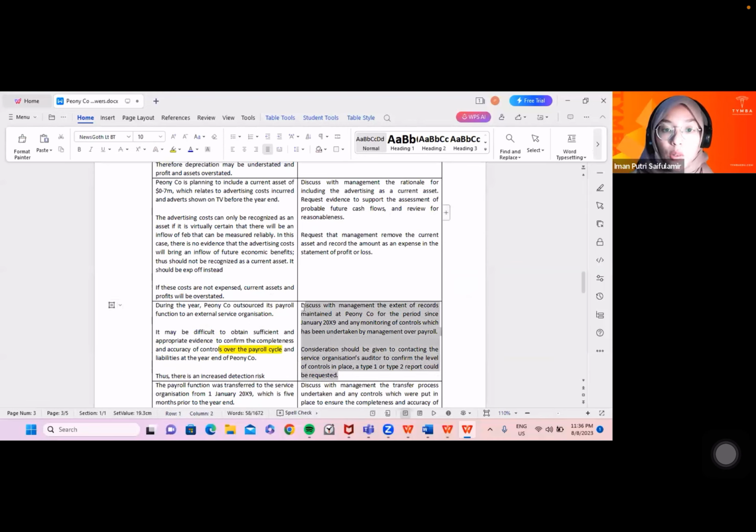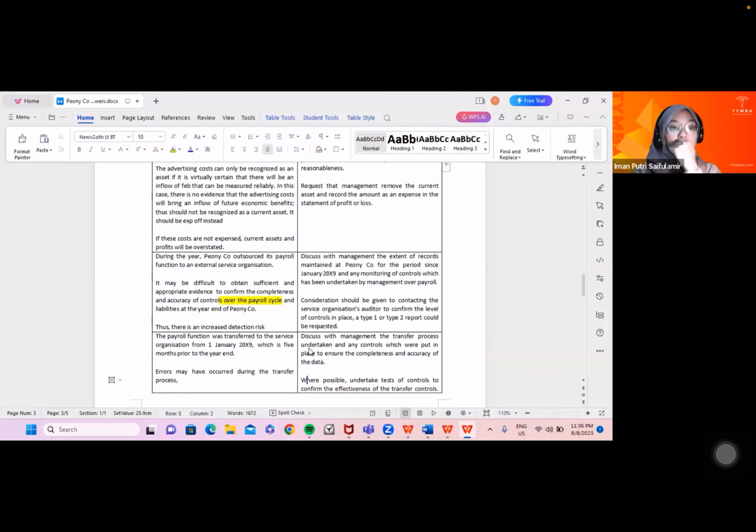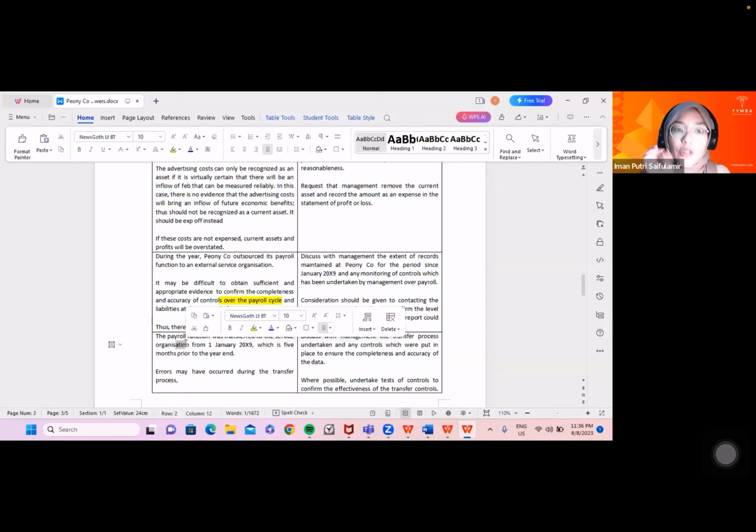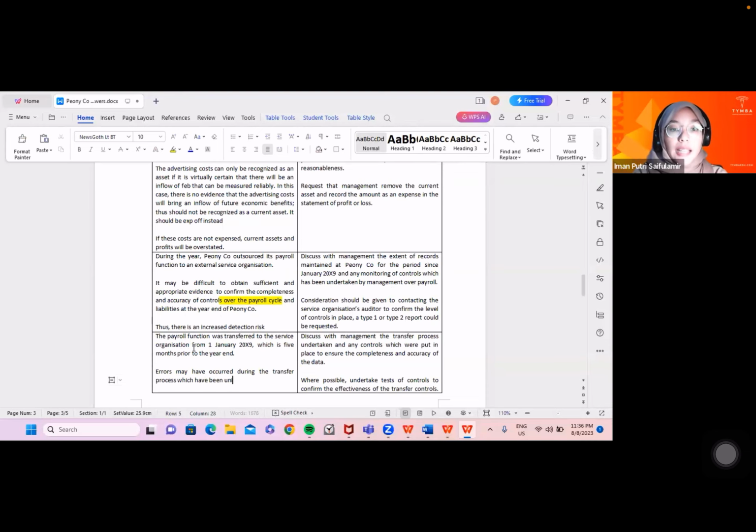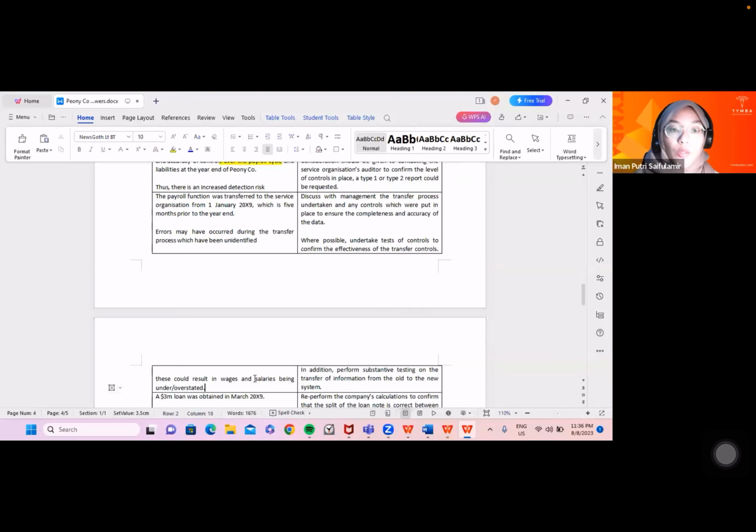So these points are also repetitive when we are talking about outsourcing to an external service organization. Maybe the last point is basically whenever there is a transfer to the service organizations, errors may have occurred during the transfer process, which have been unidentified. So this could result in wages and salary expenses and accruals being over or understated.